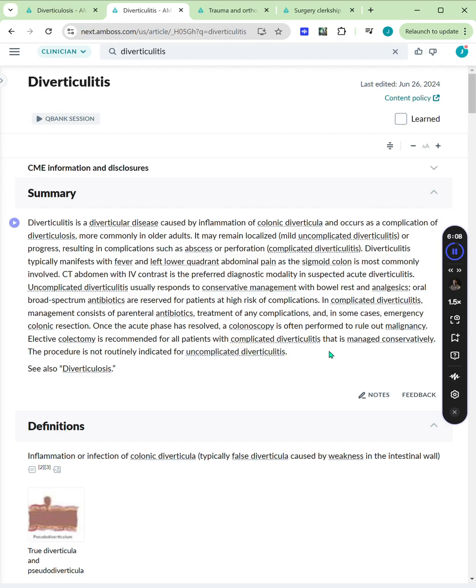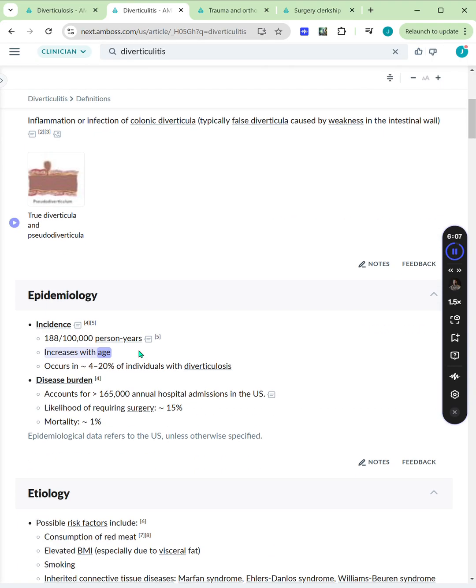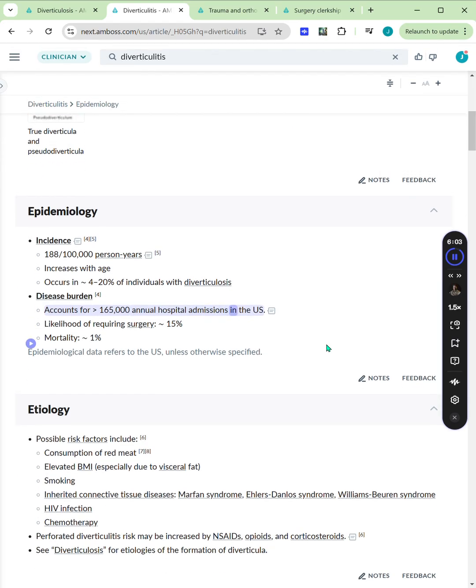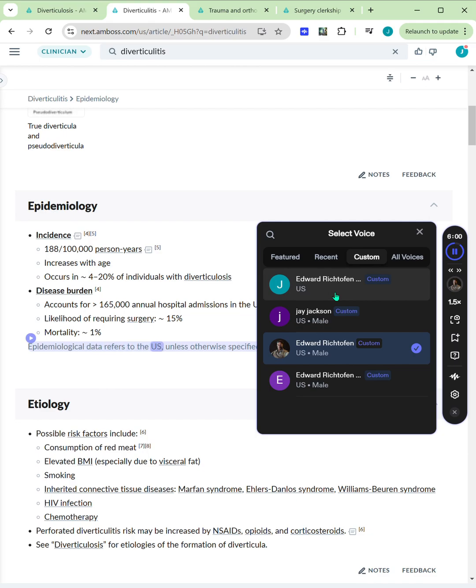Incidence: 188 per 100,000 person-years, increases with age, occurs in 20% of individuals with diverticulosis. Disease burden: accounts for greater than 165,000 annual hospital admissions in the U.S. Likelihood of requiring surgery 15%, mortality 1%. Epidemiological data refers to the U.S. unless otherwise specified.